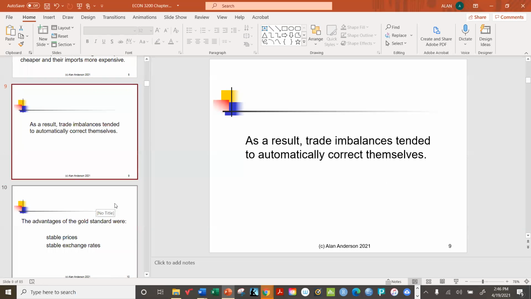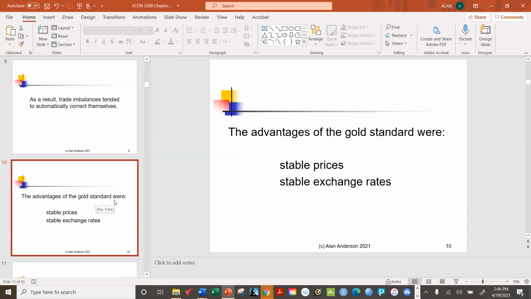Okay, now, of course, as I said before, with the gold standard, you have low inflation rates, stable prices, and of course stable exchange rates, because if all the currencies are tied to gold and the supply of gold isn't changing very often, then prices and exchange rates can't change either. So you've got very stable prices and very stable exchange rates.